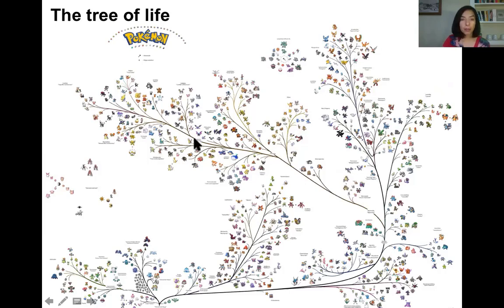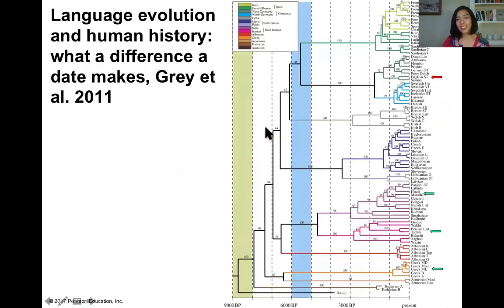So if we look over here, we will have these features in these Pokemon that are not shared in other parts of these trees. So this is just a game, but you could also look at this, the idea of the phylogeny, if you think about the languages.